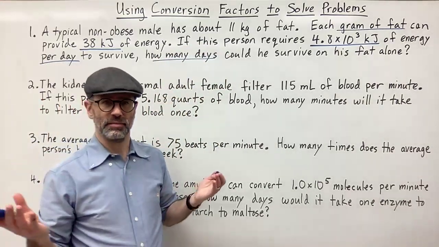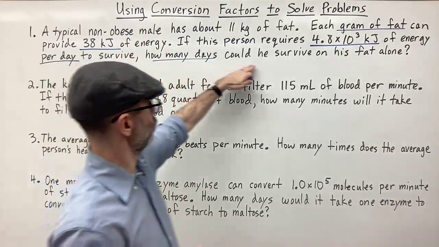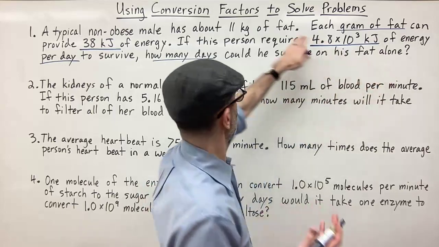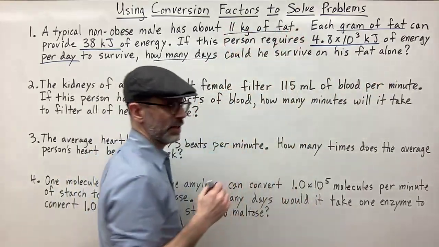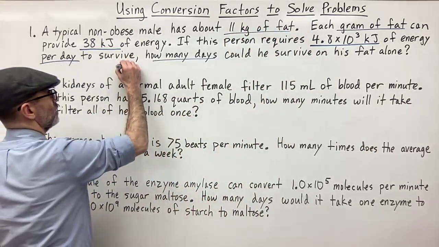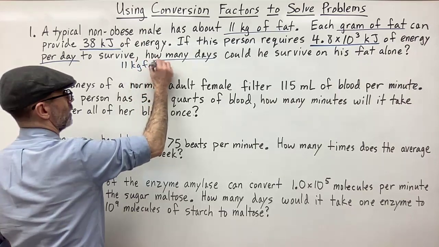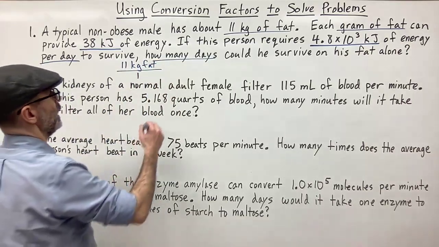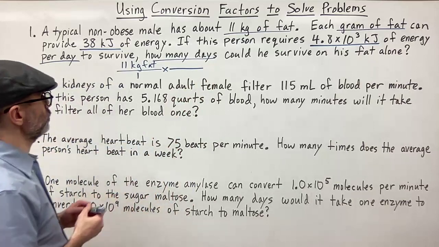Where are we going to begin? Well, how many days could he survive on his fat alone? Well, what's the fat? 11 kilograms up here. So 11 kilograms of fat is what we're going to begin with. So we're going to start with 11 kilograms of fat on the top, and we're going to then start using our conversion factors.